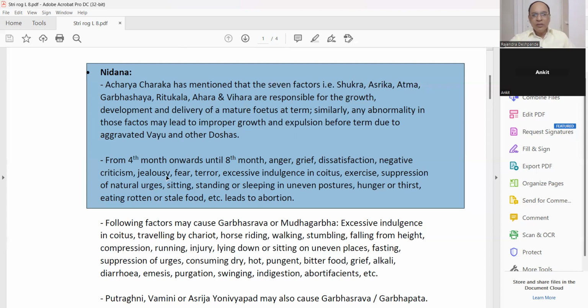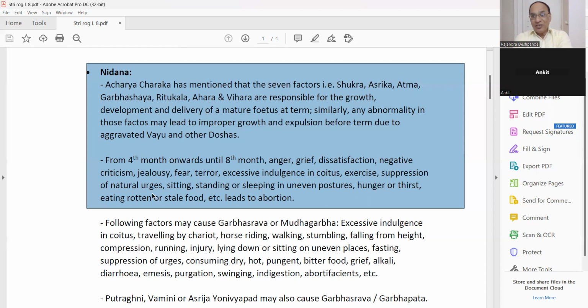Now, from the 4th month onward, after 4 months, until the 8th month, if the pregnant lady has anger, is hot-tempered, has grief, sorrow, depression, dissatisfaction, negative criticism, jealousy, fear, terror, excessive indulgence in coitus, excess exercise, then suppression of natural urges: na vegan dharayet, vat, vit, mutra, shavat, trit, chudam, nidra, kasa, shrama, shwas, jrumba, shrut, chardiretasam. Oh my God, some shlokas are very important.